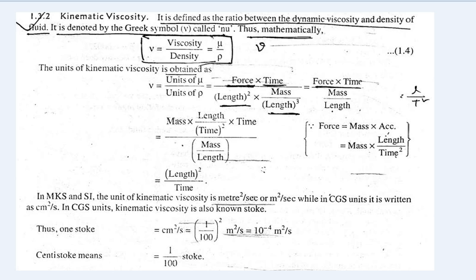Now 1 stoke is equal to 1 centimeter square per second, or 1 by 100 square meter square per second, so 10 to the minus 4 meter square per second. This is the CGS unit. So the CGS unit, centimeter square per second, is also called 1 stoke. Centistoke means 1 by 100 stoke. These all should be known to you.